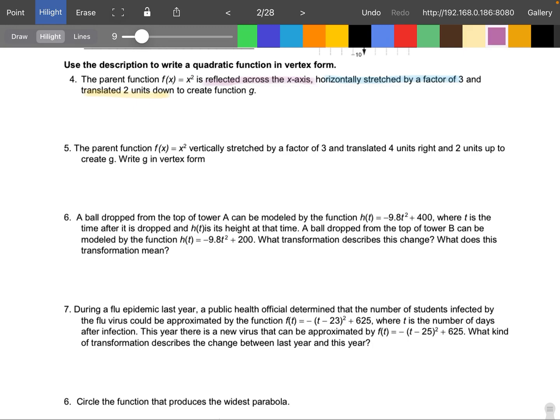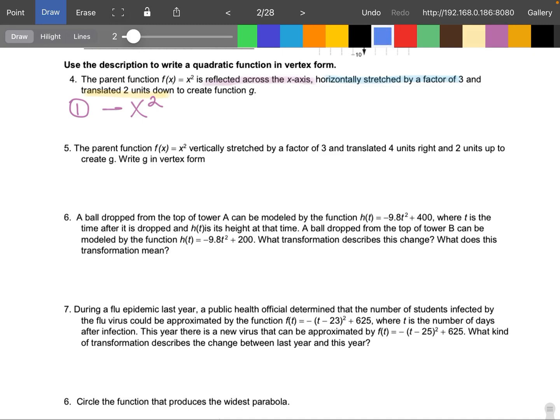So the first thing we're going to do is reflect it across the x-axis. If you look at the rule for reflecting across the x-axis, you have to put a negative outside parentheses, or no parentheses at all. So to reflect across the x-axis, the first thing is going to be negative x squared. Negative, not in parentheses, to reflect across the x-axis.